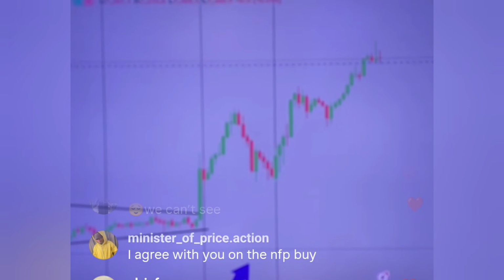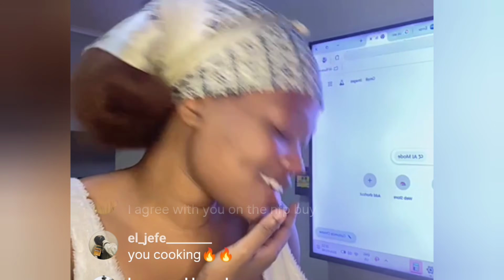So you guys know where NFP is going, right? NFP is going to buy on Friday the whole day. So if you place a trade on Friday, you can hold it the whole day. We are buying NFP Friday. It's an obvious buy.